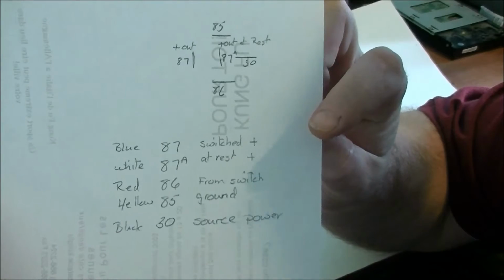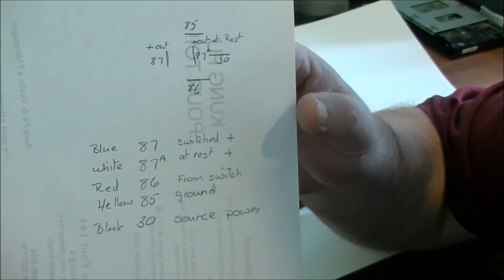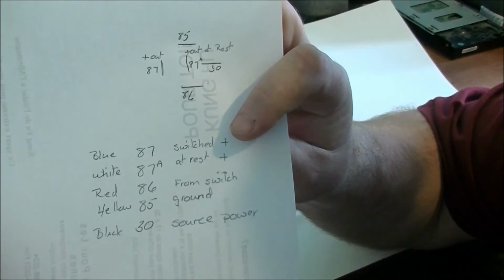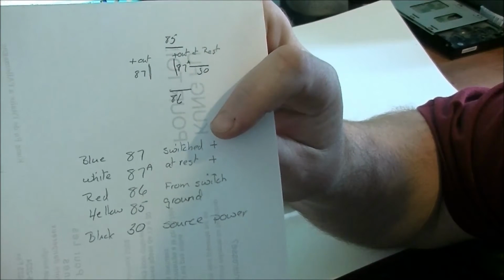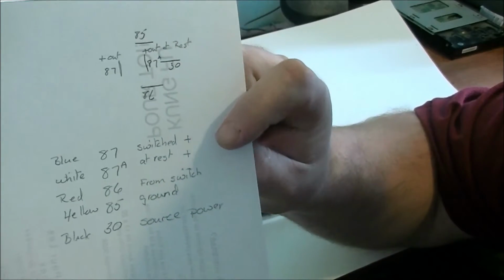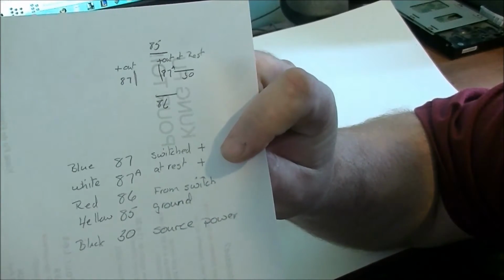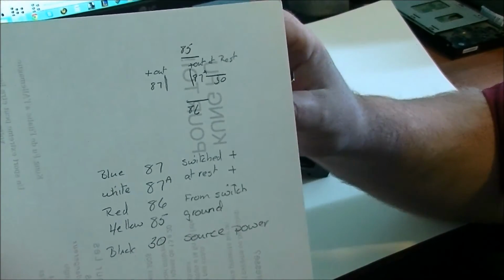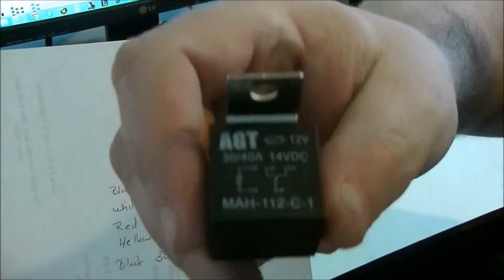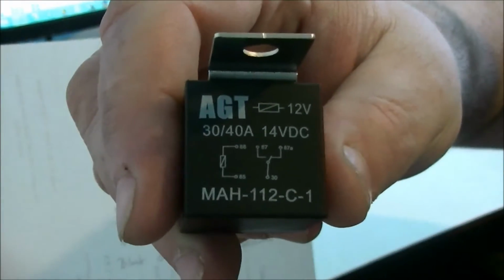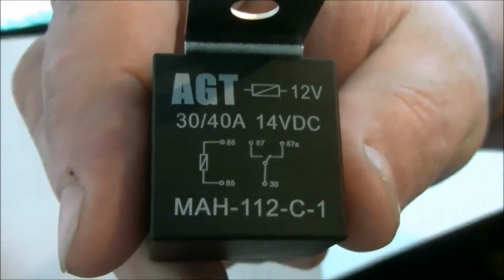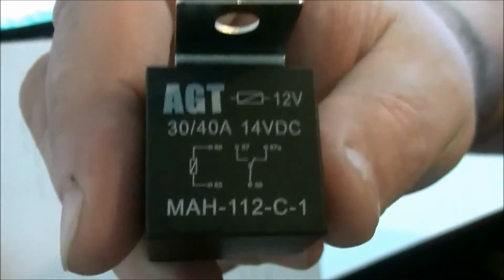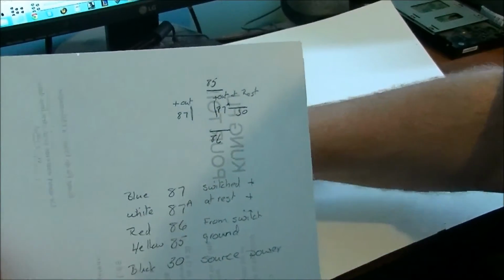87 is when you flick your switch in the car, the relay will turn on and it'll give positive power to number 87, so that's where you want to plug in your fog lights or driving lamps, or what have you. This 87A is where the relay will sit at rest. So when it's normally off and there's no power, you'll see on this little diagram here, if we get a little closer, 87A is where the number 30 is touching. So that means at rest, it's on 87A.